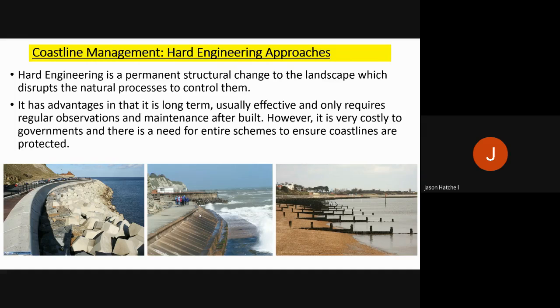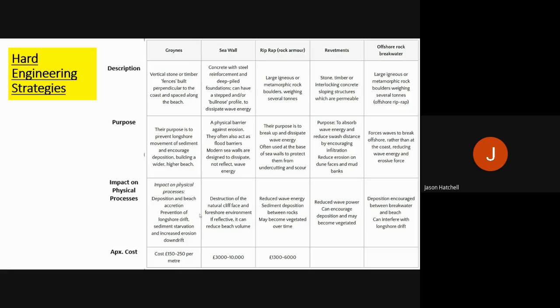Governments need to plan for schemes like this to ensure coastlines are protected, and they need to treat whole sediment cells as a sediment cell. So the UK government doesn't treat small areas on their own. They treat whole cells at one point in time to protect the entire cell. So here on screen now, you've got essentially a summary of 5 types of hard engineering: groins, sea walls, rip-rap rock armor, revetments, and also offshore rock breakwater. And you've got a description, their purpose, their impact, and their cost.